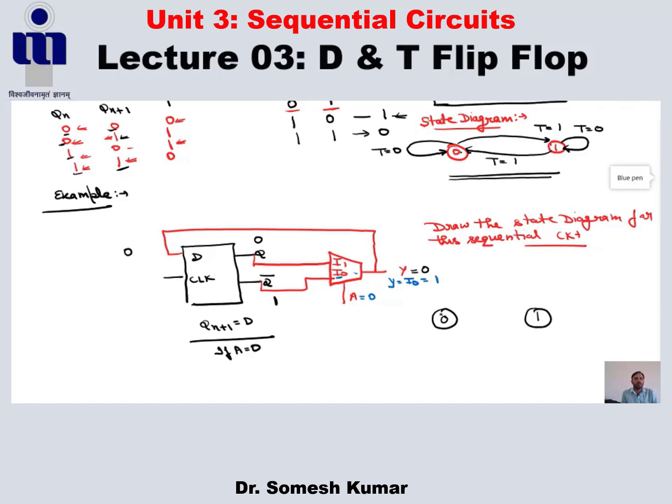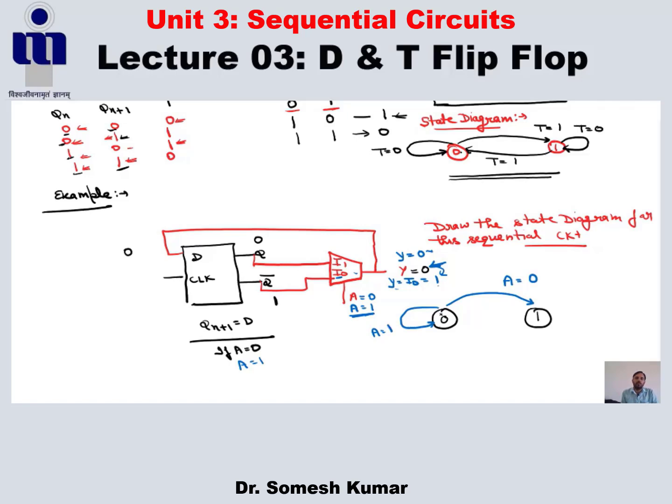So the state is changing from 0 to 1. In this case, A is equal to 0. Now the second case: if A is equal to 1, then what happens? This I1 is propagated, which means Y remains 0. If we say the present state is 0 and A is 1, then it remains in 0. So here it becomes A equal to 1.